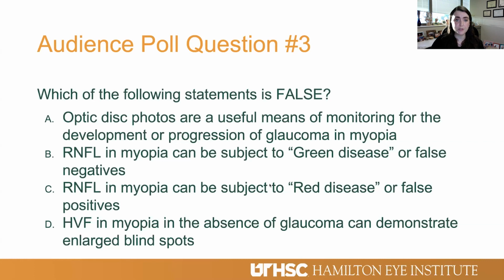Okay, all right. So yeah, most of you still got the answer I think is correct, which is RNFL in myopia can be subject to green disease, or false negatives. I'm sure some of my very bright audience members will have an example wherein they had a false negative, green disease RNFL scan. So I apologize, but I should have made it more absolute.